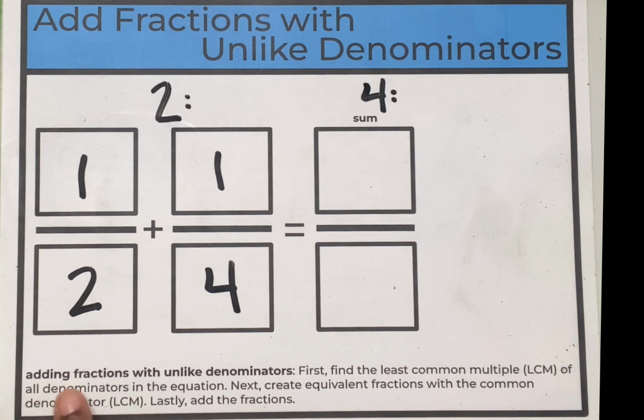Let's read. Adding fractions with unlike denominators. First, find the least common multiple, the LCM, of all denominators in the equation. Next, create equivalent fractions with the common denominator. Lastly, add the fractions. These are the steps we're going to complete in order to get our sum. So let's take 2, let's take 4, let's list their multiples.